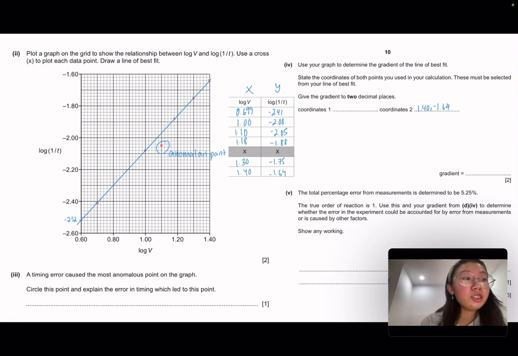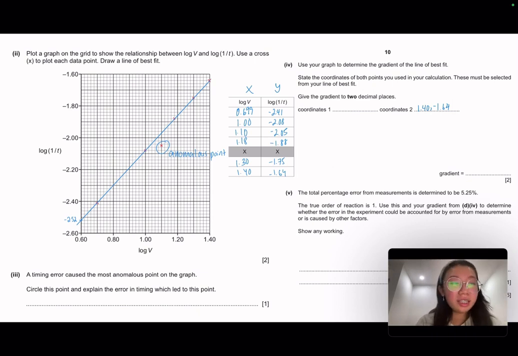And usually there is also an anomalous point, and they will ask what is the possible cause of the anomalous point. Usually it's incorrect timing, starting the timer too late or too early, or stopping it too late or too early. It really depends on where the value lies.